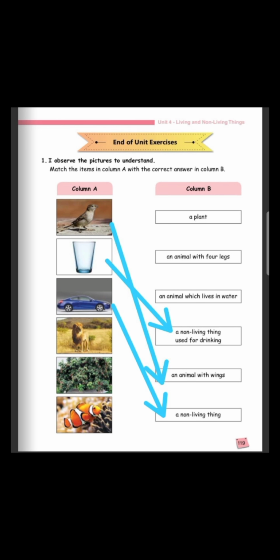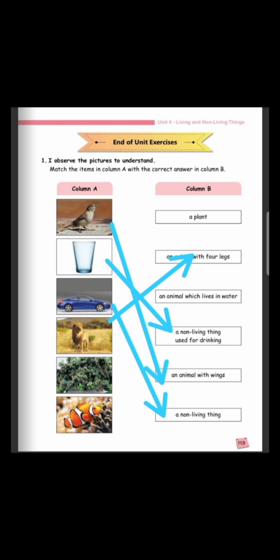Next picture now, the picture of a lion. Column B, a plant. No, wrong answer. An animal with 4 legs. Yes, a lion is an animal and it has how many legs? 4 legs. So, this is the right answer. Use your ruler to match.